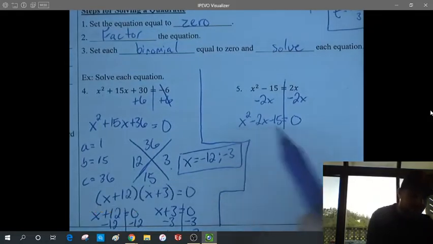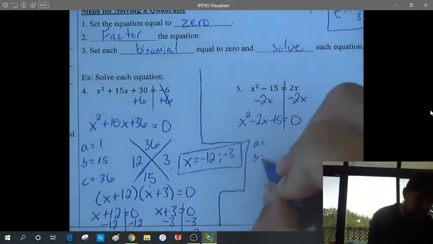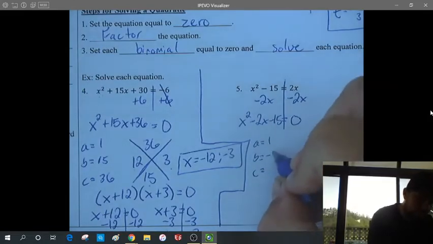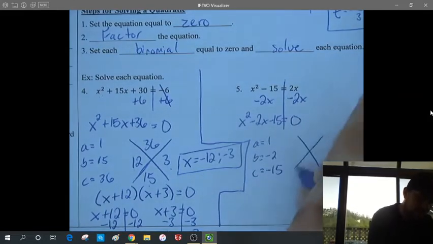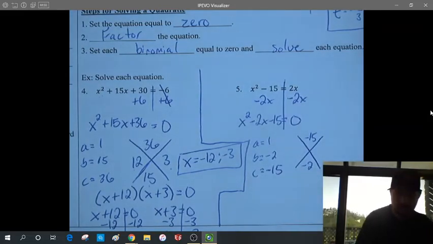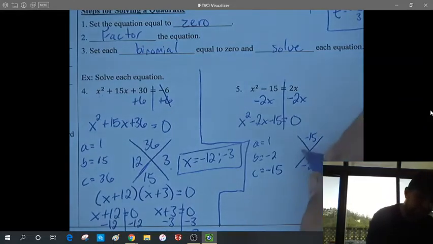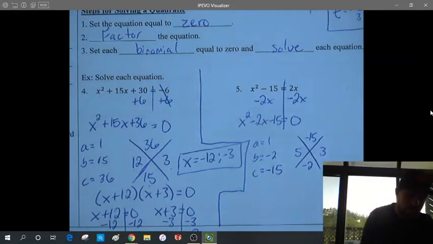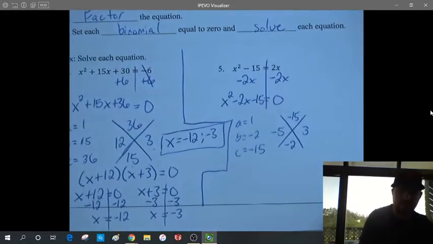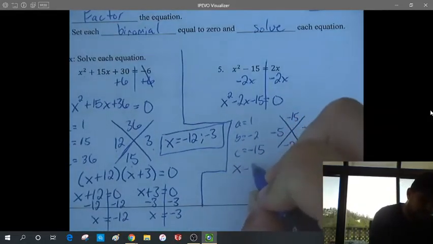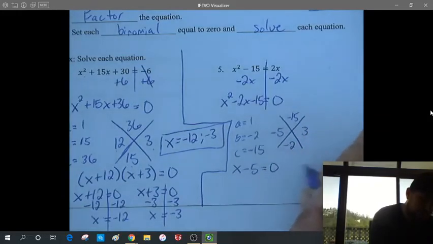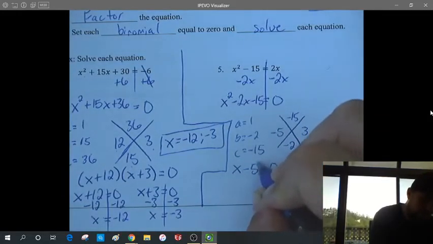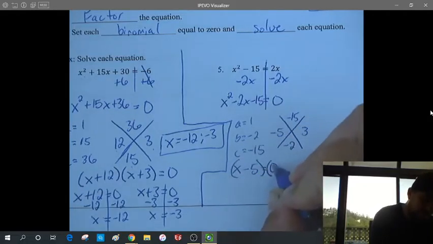Now I need to factor this side. So a, b, c equal 1, negative 2, and negative 15. Diamond with negative 15 on the top, negative 2 on the bottom, and let's see, 5 and 3. But in order to end up with a negative 2 when I add them together and to multiply to make a negative 15, I'm going to have to make that 5 negative. So that means I can have x minus 5 be equal to 0. No, sorry. That's my back up.